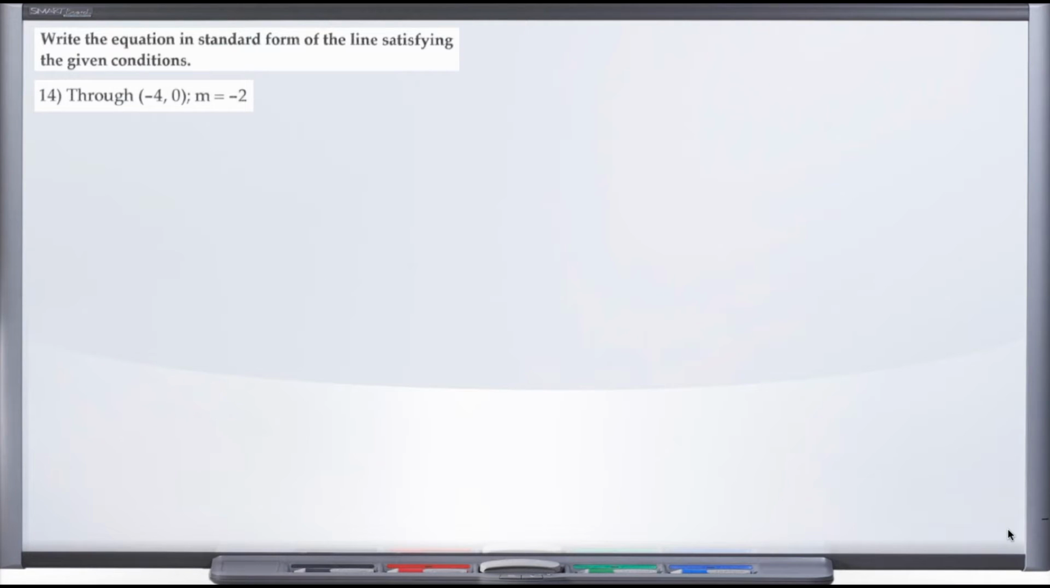All right, so as we take a look here at question number 14, the directions are write the equation in standard form of the line satisfying the given conditions. And they give us a point, -4, comma 0, and they give us a slope of -2.